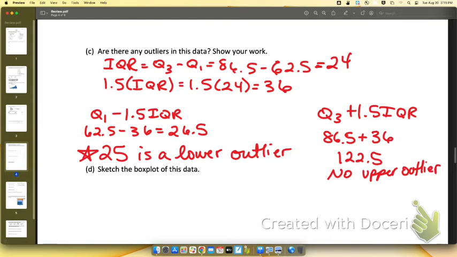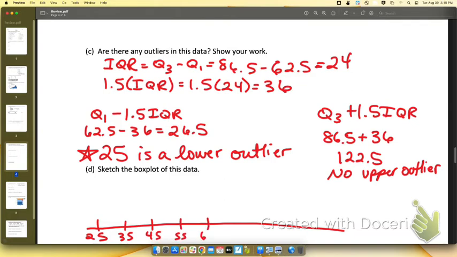Now I'm going to sketch my box plot. So first thing I need to do is make the scale. Remember, you always want to make the scale first. And I will go by tens. 25, 35, 55, 65, 95, okay. And I'm going to make sure I label this. These are grades.